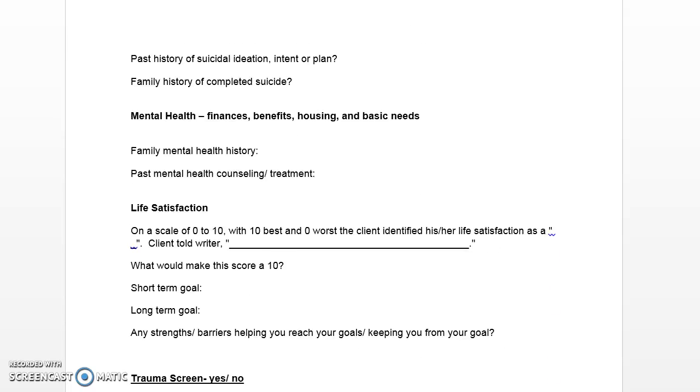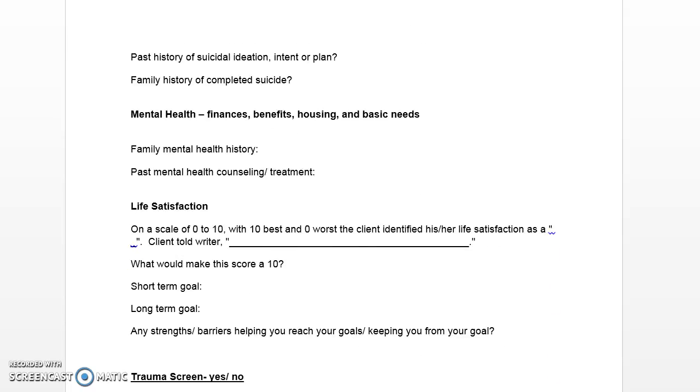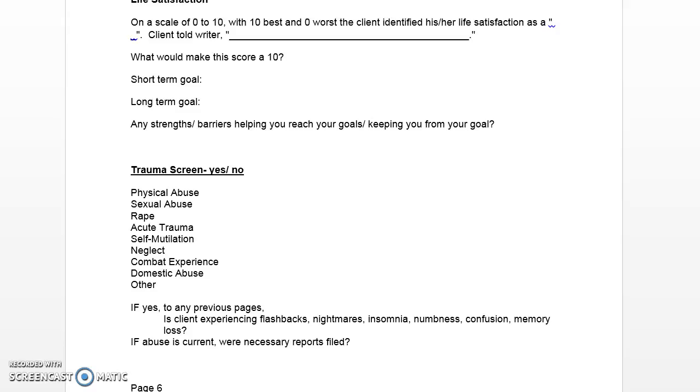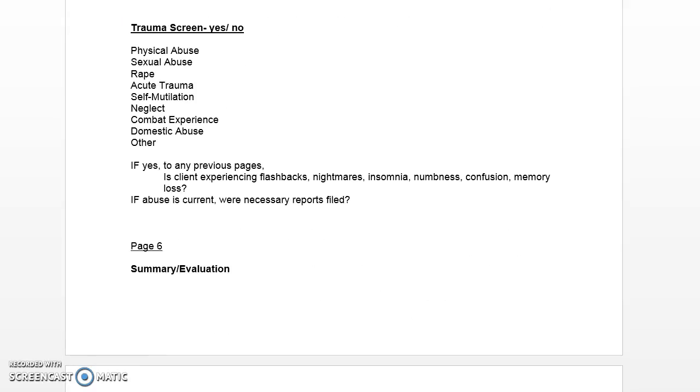Okay, moving on to mental health. Again, paragraph format, whether or not there's a family history of mental health, and then whether or not they've ever sought treatment for mental health. Life satisfaction, this can stay as is. This does not need to be in paragraph format. You'll just use the hints to create this, identifying short-term and long-term goals, and then any strengths or barriers. The trauma screening, it's just yes or no answers. And then if yes, you'll want to indicate what.